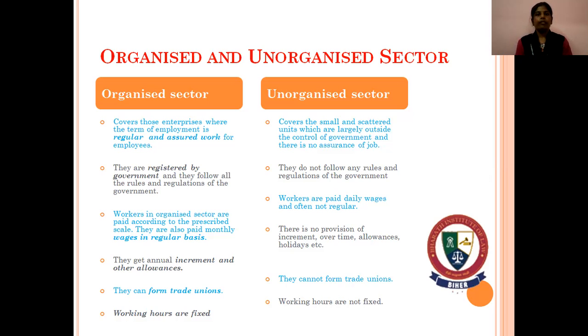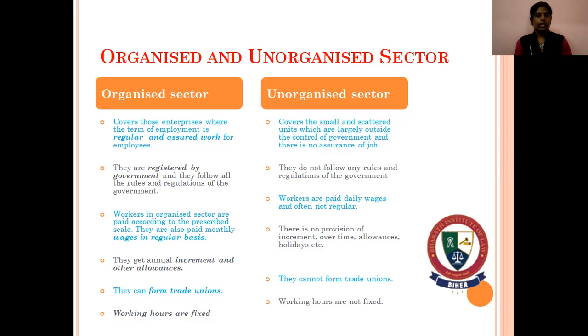The next thing is they can form trade unions, as it is an assured and regular work and it is registered under the government. They have the right to form a trade union, and because of this trade union they have the right to collective bargaining. This is one additional privilege or immunity given to the employees, so this is also a merit. Next is the fixed hours of working, from morning 9 to 4 or some fixed hours, which is the opposite of an unorganized sector.